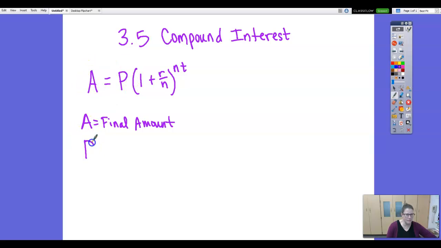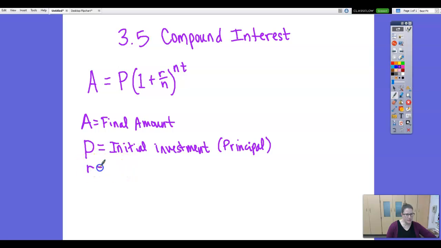P is going to be your initial investment. Your initial investment is the money that you put in a savings or the money that you borrowed. This is also sometimes called the principal balance. This is just a 1 here.